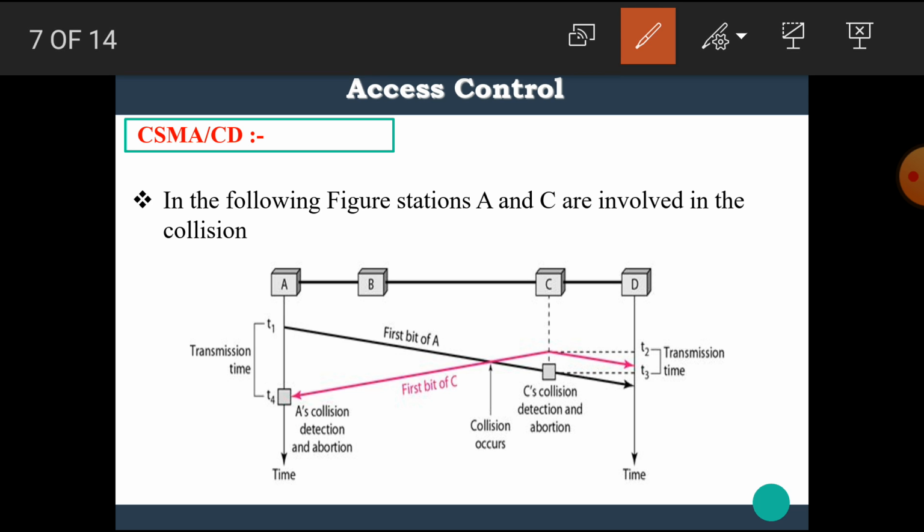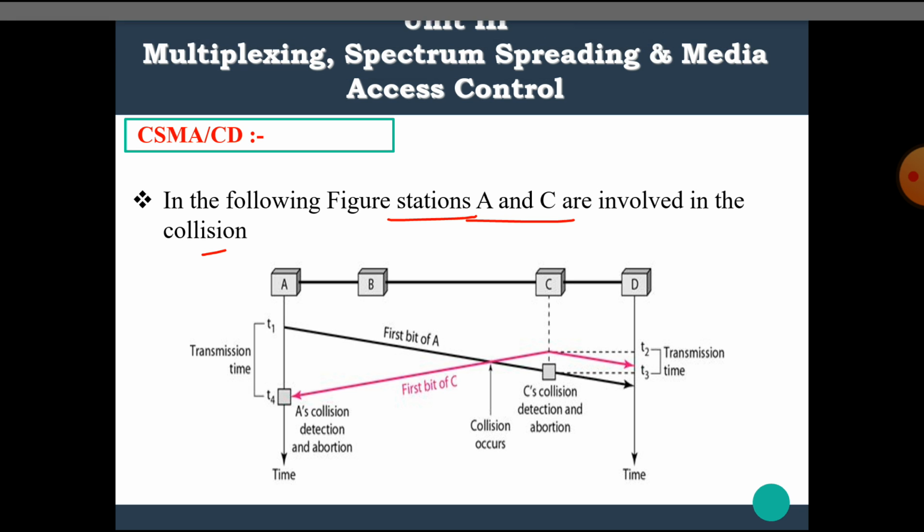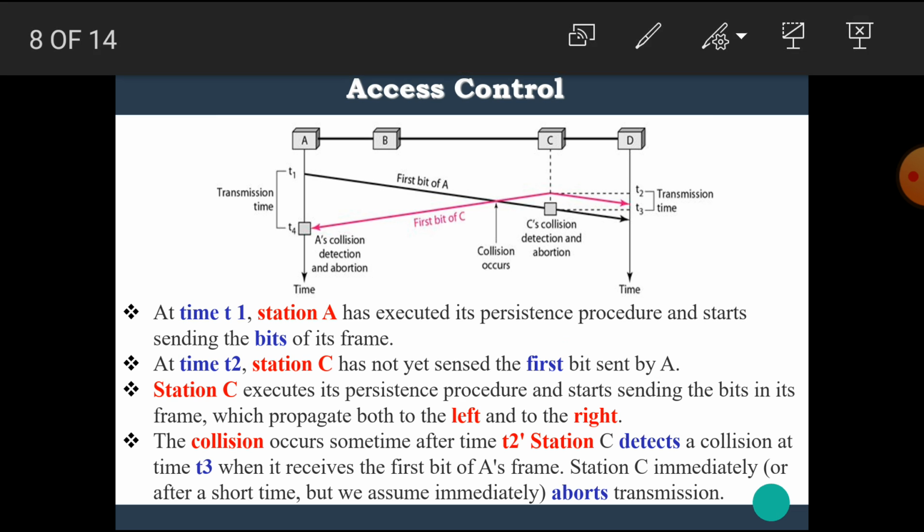Let's see this figure in which stations A and C are involved in the collision. Let's see the description of this figure. At time t1, station A has executed its persistent procedure and starts sending the bits of its frame. That means station A has data and wants to transmit it through the channel. The station senses the channel, and if the channel is idle, then at time t1 it transmits its data.